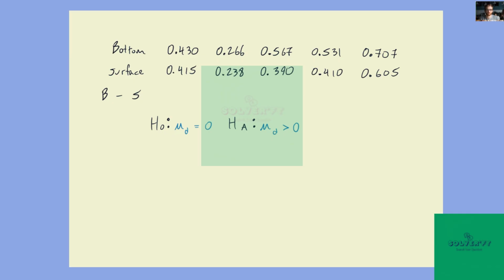So first we would come up with a list where we are subtracting bottom minus the surface, which would give us a list of the differences of 0.015, 0.028, 0.177, 0.121, and then lastly 0.102.